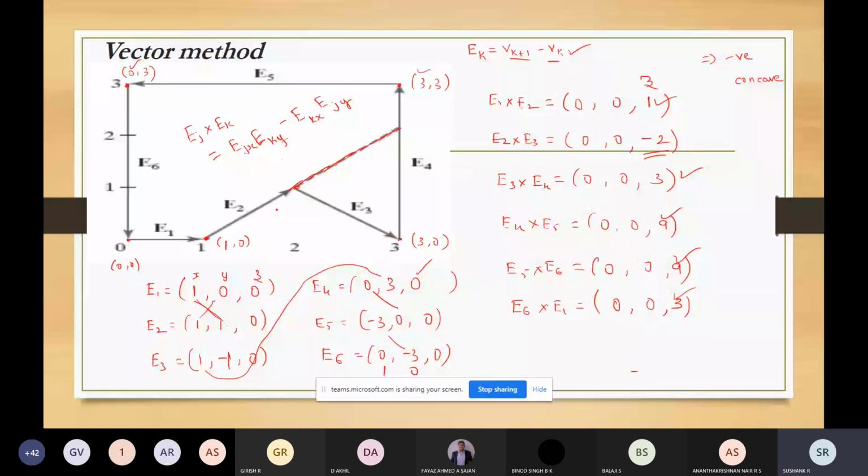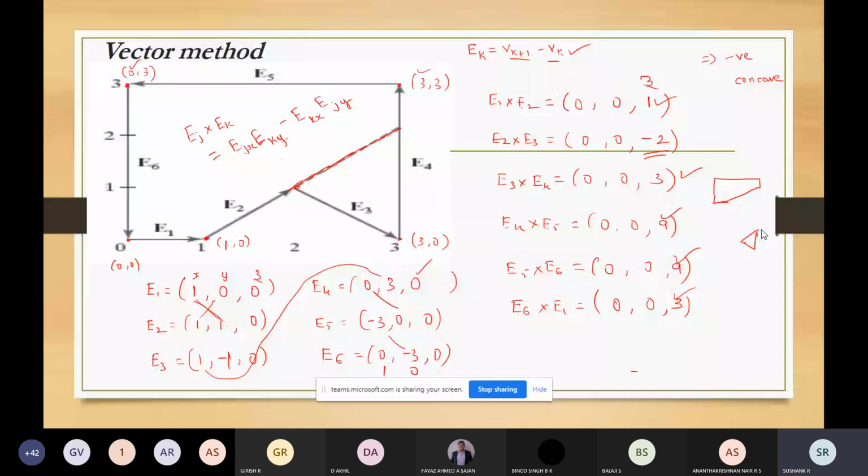So now I will get two convex polygons. One will be like this and the other one will be like this. So this is how the vector method works. Any doubt here? Any doubt in solving this problem? Did you get this step?